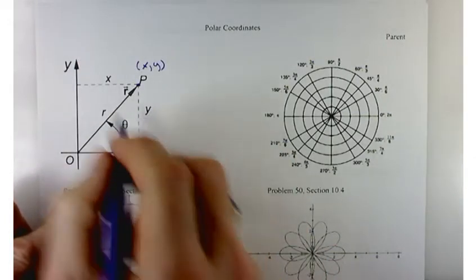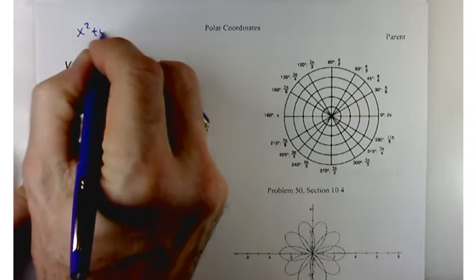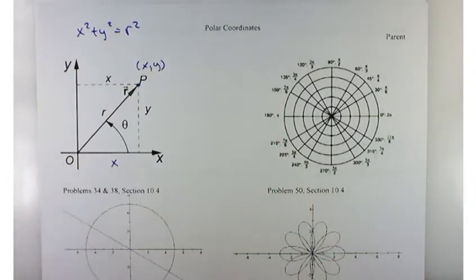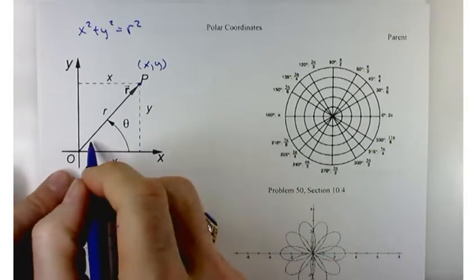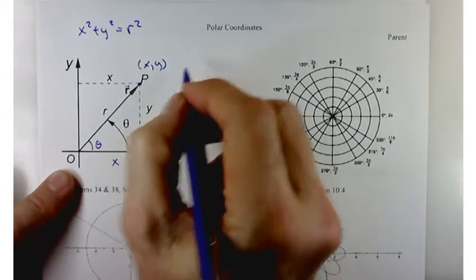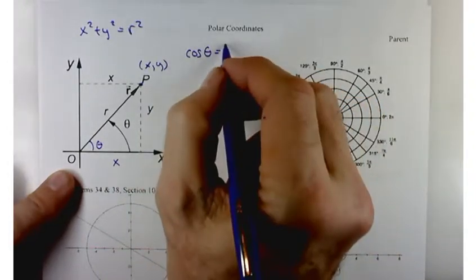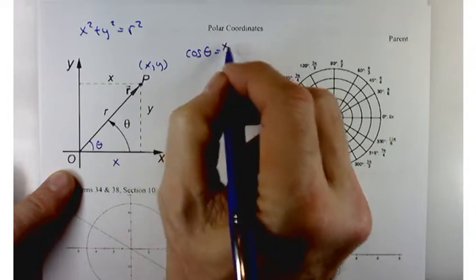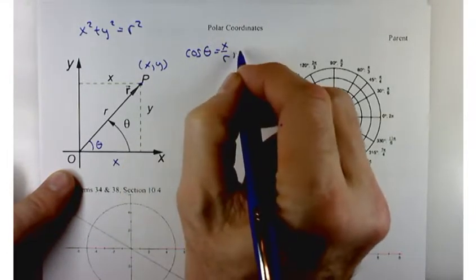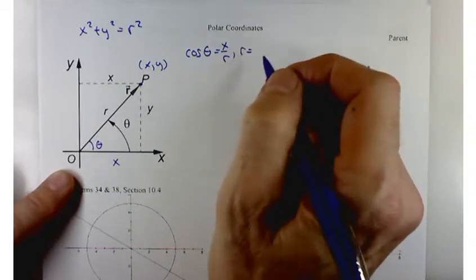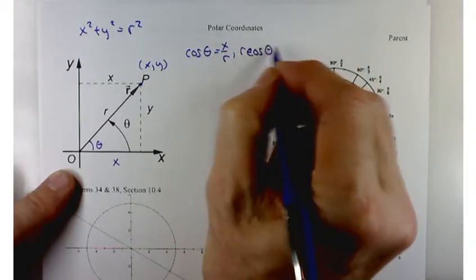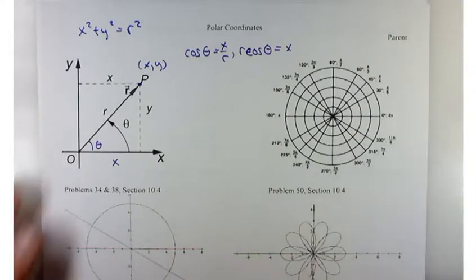If this is x and this is y, then one relationship we can get real quickly is x squared plus y squared equals r squared. And of course from that you can also get r as the square root of x squared plus y squared. What else can we get? Well, if this is theta, then I can get cosine of theta is what over what? X over r. Or following from that, r cosine of theta is equal to x. So those two things are interchangeable.